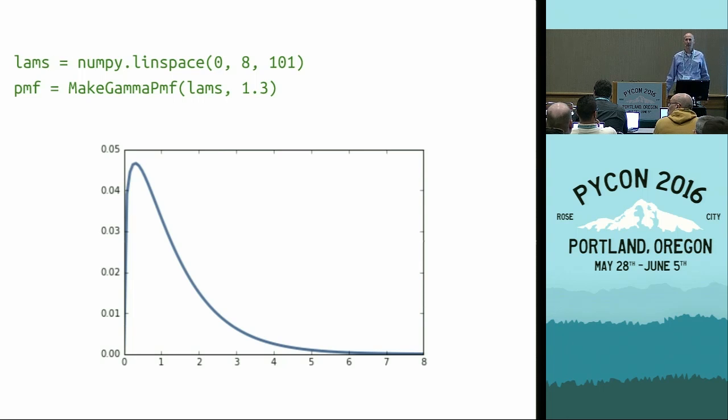Yes? Great question. The linspace that I'm using there is all the values from 0 to 8, and there are 101 of them. So I've taken this range, 0 to 8, and chopped it up into 101 pieces.